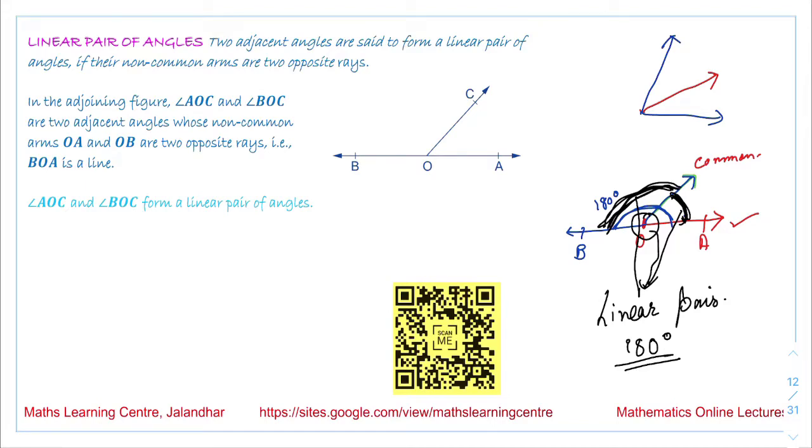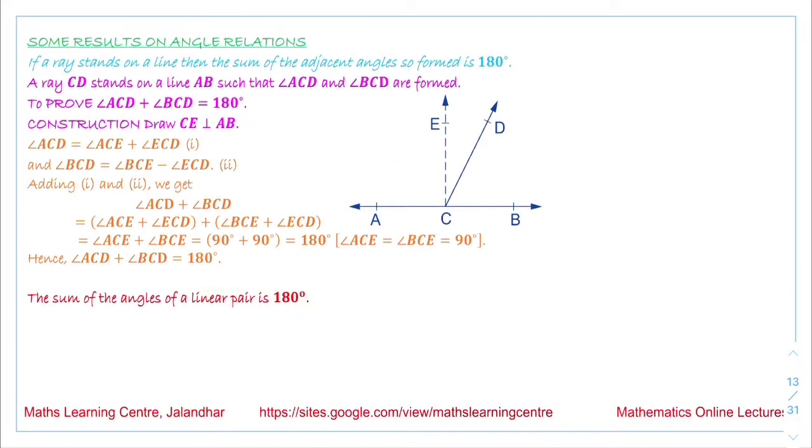Now the next thing we are going to do is, we have seen in the previous definition the definition of linear pair. So in the next question we are going to prove that the sum of angles of a linear pair is 180 degrees, that is, those angles are supplementary angles. The same thing is stated over here: if a ray stands on a line, then the sum of adjacent angles so formed is 180 degrees.